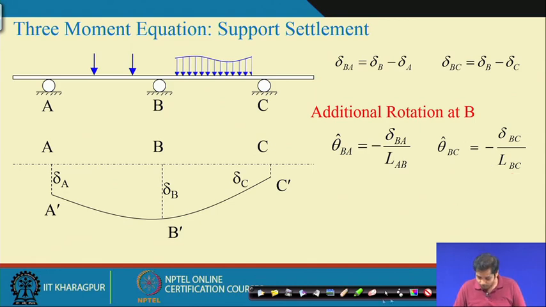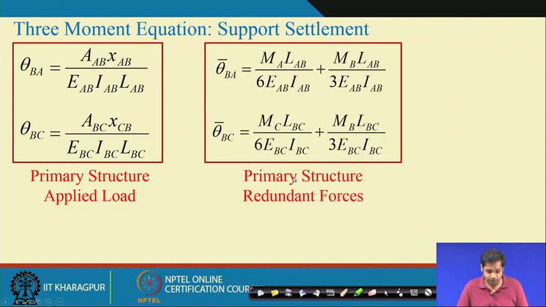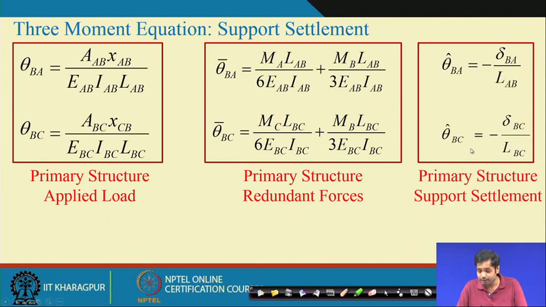Okay. So, if we have this, then there are three components. This is the component of primary structure: our basic determinate structure subjected to external load, the basic determinate structure subjected to the redundant force, and then the basic determinate primary structure subjected to the support settlement. Now, once we have all the components, then we have to apply the compatibility condition.